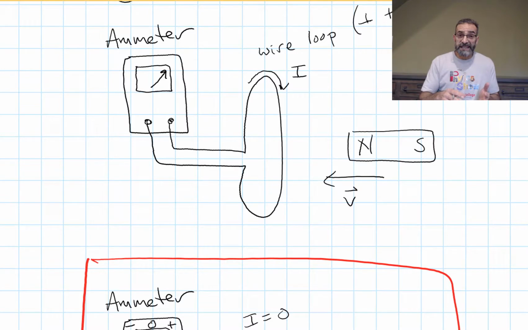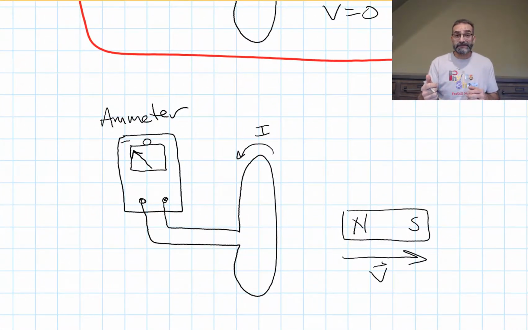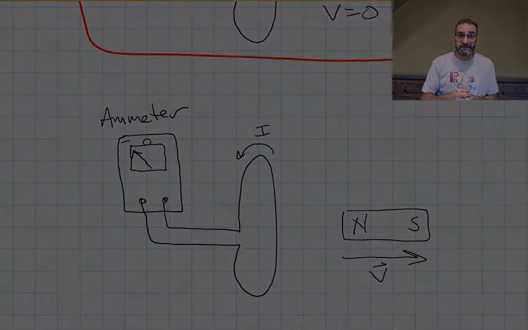Here the flux was less, but it was increasing. As the magnet moved closer and closer to the loop, the flux was getting bigger and bigger. We got current flowing in one direction. And here, as the magnet moves away, the flux gets less and less, and we get current flowing in the opposite direction. So this doesn't just depend on the flux, it depends on how the flux is changing, the rate of change of the magnetic flux.